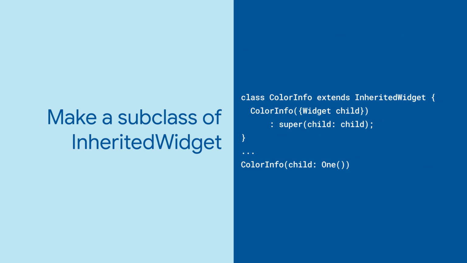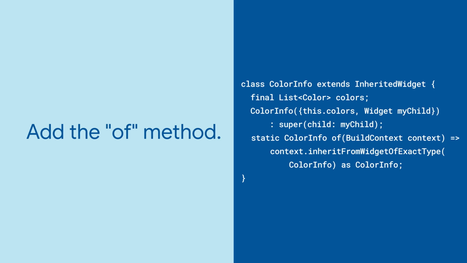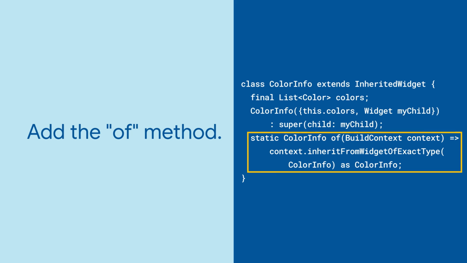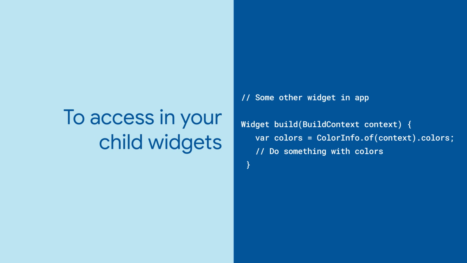First, make your own class that extends InheritedWidget to pass your data around in your app. Add a field directly to your class for the data you want to store and look up later. Then you'll add two methods. The of method is a convention to access your inherited widget data more easily from the child widgets.